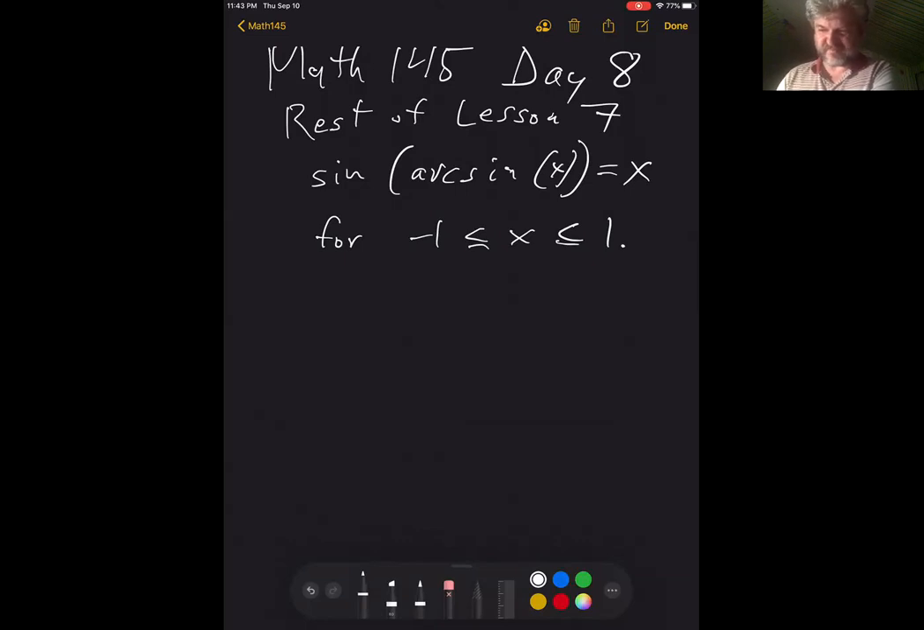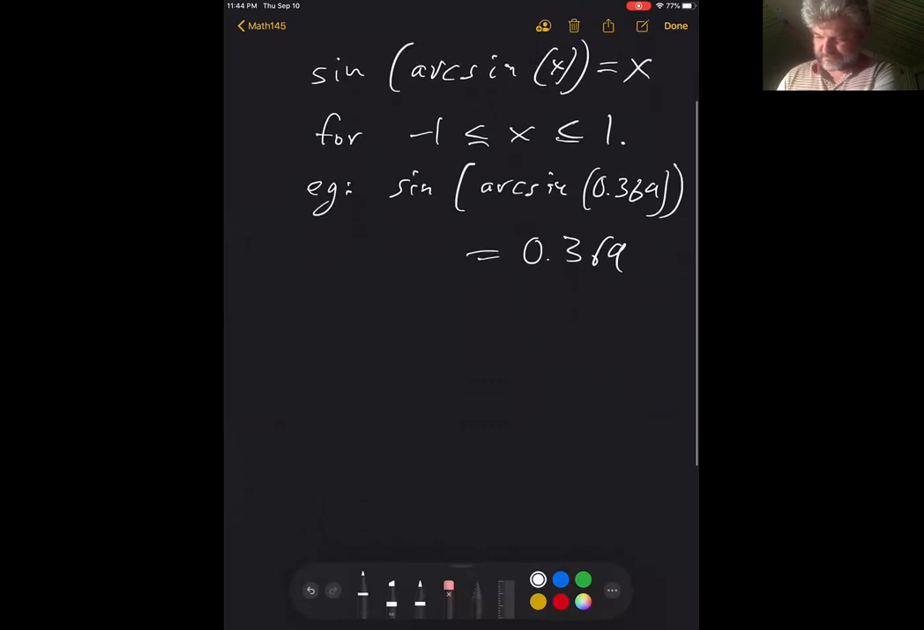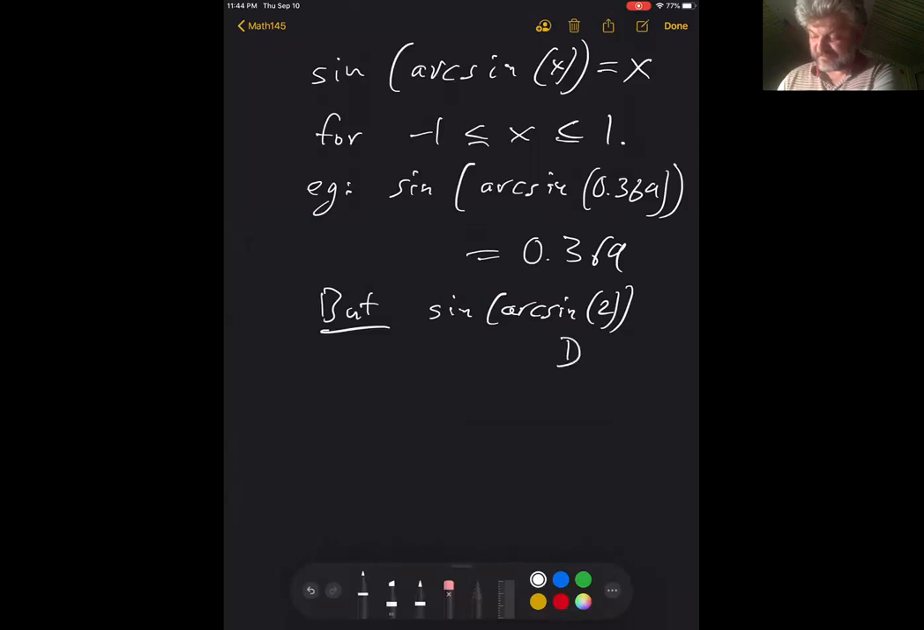But it's a great exam problem to ask about sine of arcsine of 0.369, and that is 0.369. You don't need to whip out a calculator, it's just going to be that same number. And to record this, sine of arcsine of 2 does not exist. DNE.